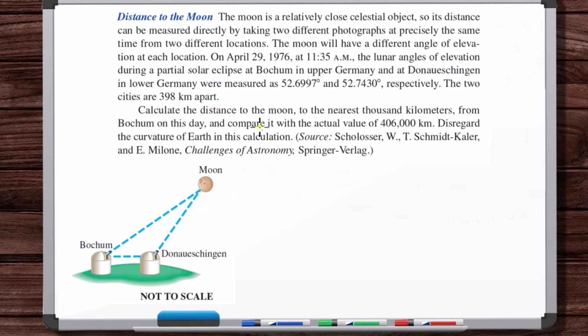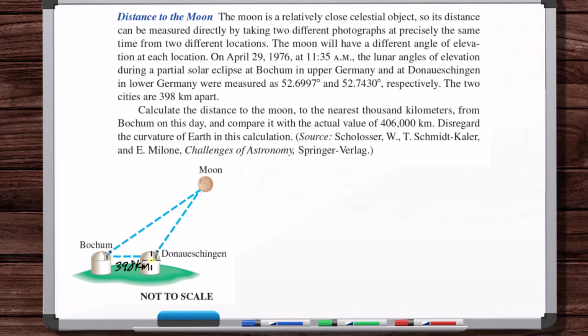So, okay, what we're wanting to solve for is this distance from Bochum to the moon. The information we have is that the two cities are 398 kilometers apart. We're going to neglect the curvature of the Earth, which seems like a good assumption. So this side length is 398 kilometers.